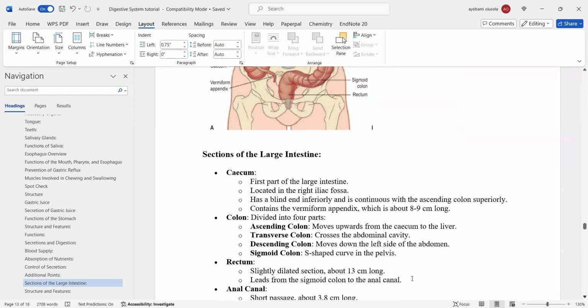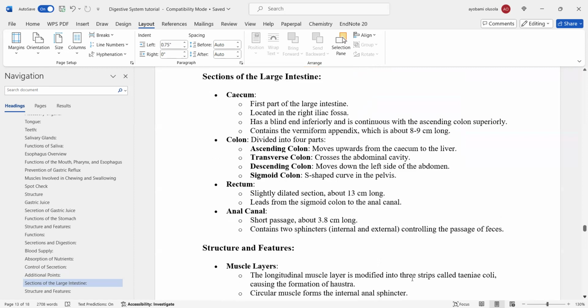The rectum is a slightly dilated section and is about 13 centimeters long. It leads from the sigmoid colon to the anal canal. The anal canal is a short passage, about 3.8 centimeters long. It contains two sphincters, the inner and external, controlling the passage of feces.